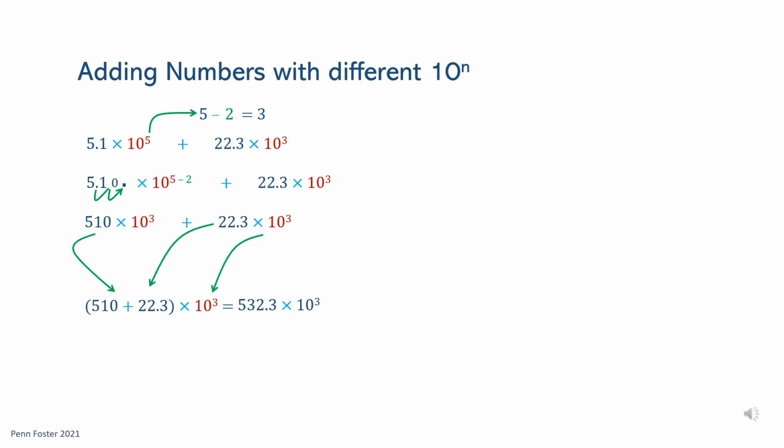This is not in scientific notation, so move the decimal point to the left 2 places to have only 1 digit to the left of the decimal point. Don't forget to add 2 to the power to reflect the decimal point shift. The final sum is 5.323 times 10 to power 5.